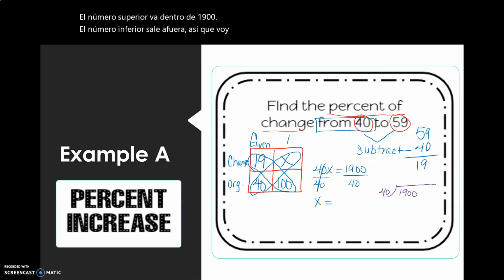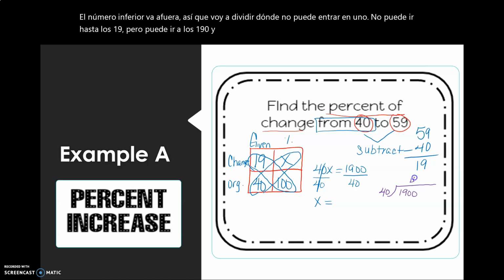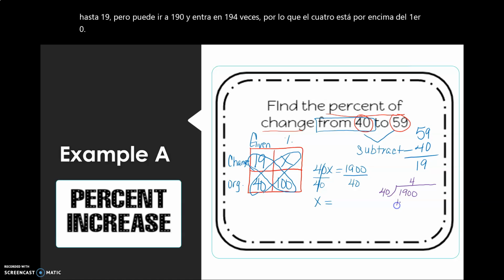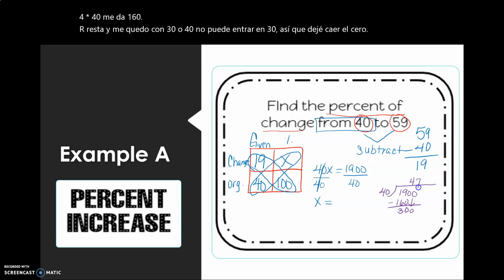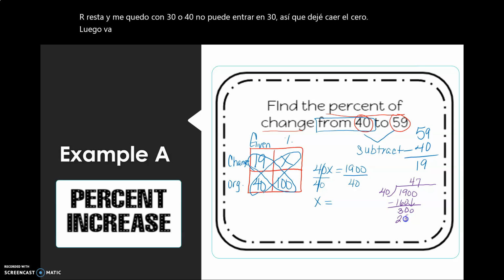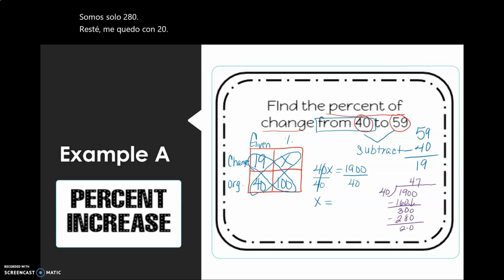40 cannot go into 1. It cannot go into 19. But it can go into 190, and it goes into 190 4 times, which is why the 4 is over the first 0. 4 times 40 gives me 160. I subtract and I'm left with 30. Well, 40 cannot go into 30, so I drop the 0. Then it goes in 7 times, which is 280. I subtract and I'm left with 20. Well, 40 cannot go into 20, so I need to add a 0.